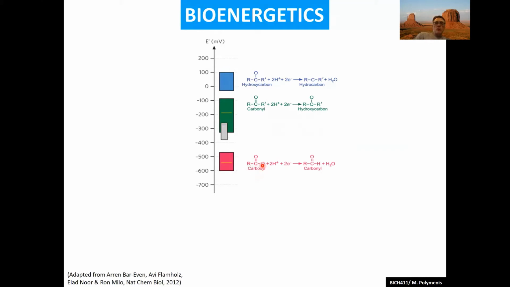The oxidation states of carbon, the E value is shown here on the y-axis, very negative for the reduction of a carboxyl carbon, the most oxidized form, to a carbonyl carbon. E value of around -500, -550. And then around -200, we have the reduction of a carbonyl carbon to a hydroxycarbon. That's a hydroxyl group, which we have plenty of, let's say, in sugars. And lastly, the one with a more positive E value is the full reduction of hydroxycarbon to a hydrocarbon.